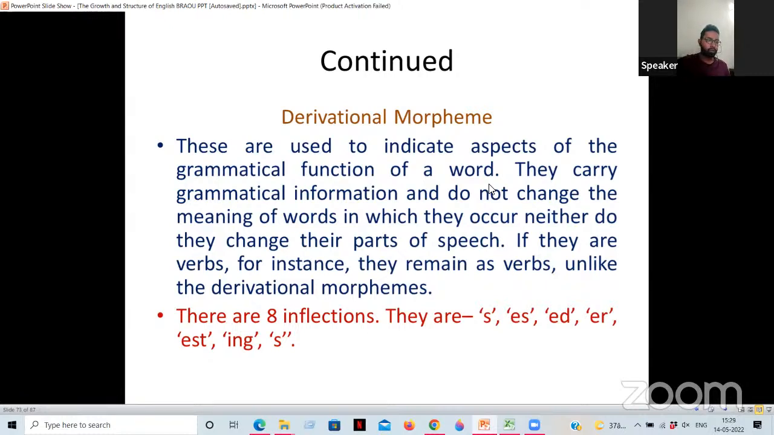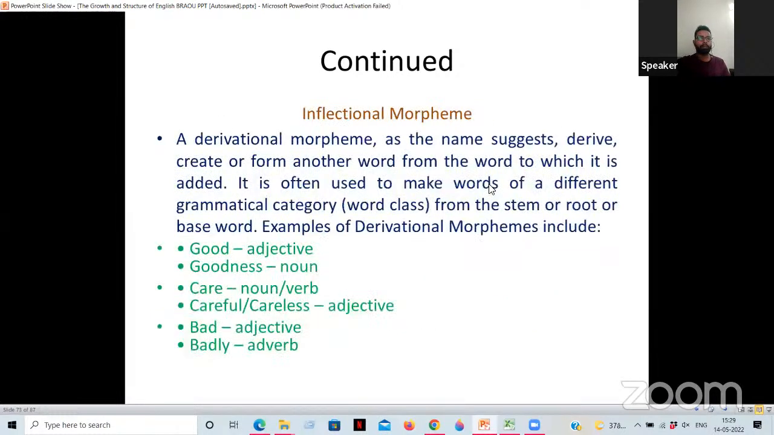And the apostrophe is to show that the thing belongs to a person. When we say this is Rima's pen, we use an apostrophe after Rima. So this is what are called inflections. And then we have derivational inflections, that is here on this page. Now, what is derivational inflection?